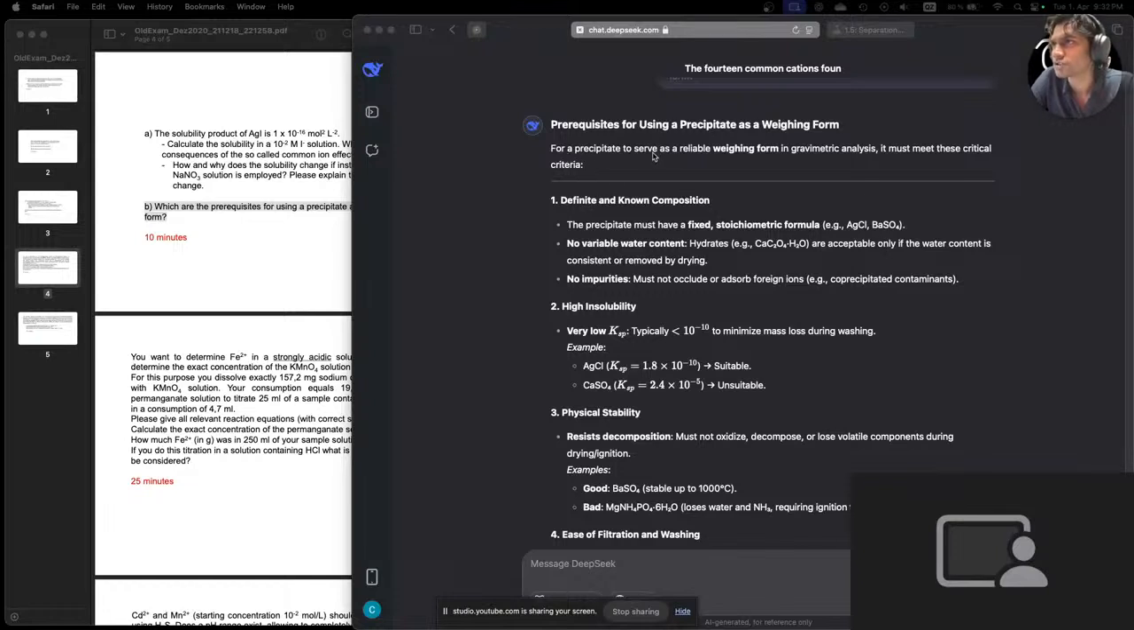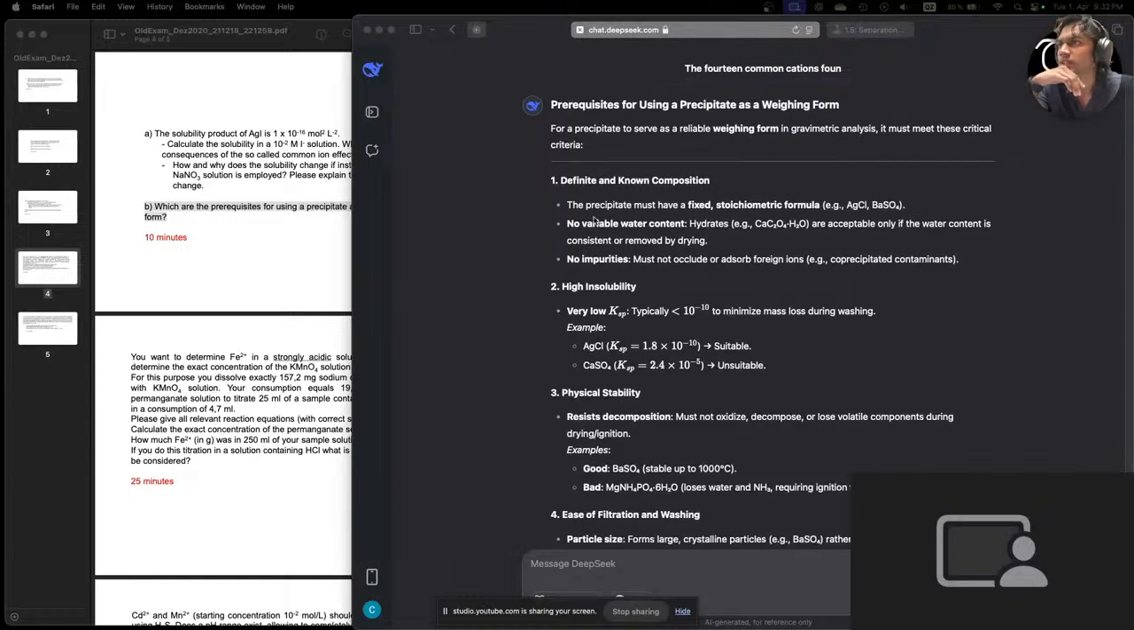For a precipitate to serve as a reliable weighing form in gravimetric analysis, it must meet these critical criteria: definite and known composition. The precipitate must have a fixed stoichiometric formula like AgCl, BaSO4. Fix it. What does that mean? Fix it.